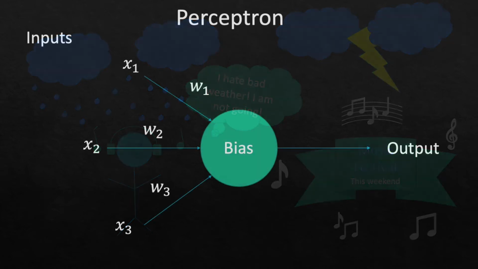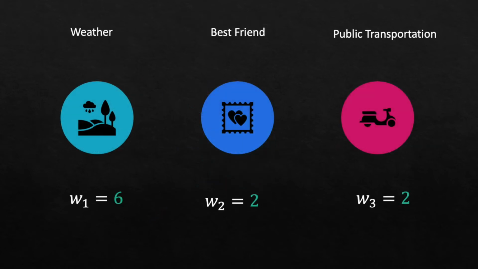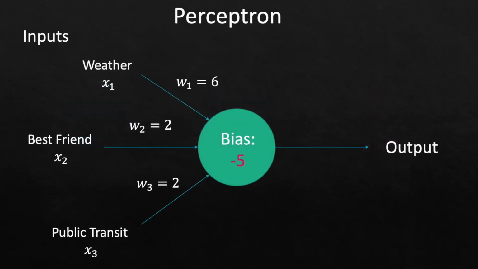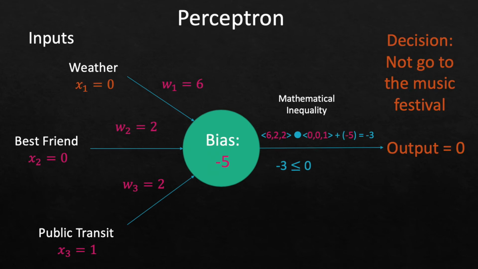To model this type of decision, we're going to use a perceptron. Since the weather is super important to you, we're going to give it a weight of 6. Then we're going to assign a weight of 2 for the other conditions. This shows how the weather matters the most to you. We're then going to choose a bias of -5 for the perceptron. If the weather is good, then the perceptron outputs a 1, regardless of the other two factors. If the weather is bad, then the perceptron outputs a 0.